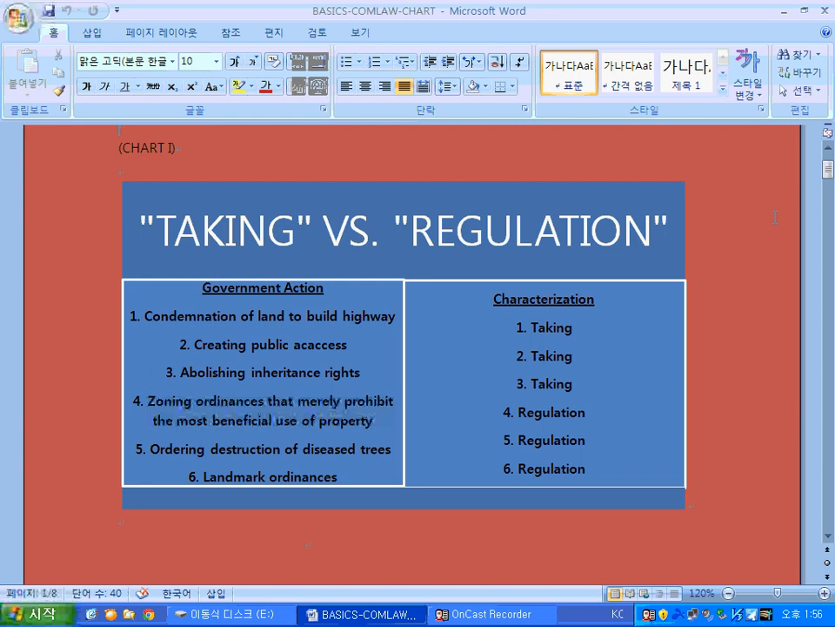And the third element would be just compensation. Just compensation has usually been held to mean fair market value at the time and place of the taking. This price must be paid in cash. The test is the loss to the owner, not the gain to the taker.